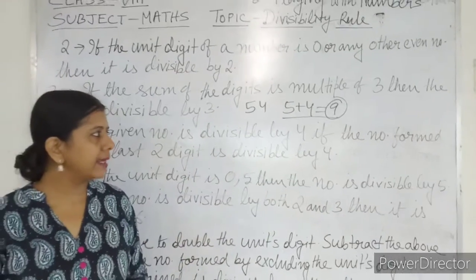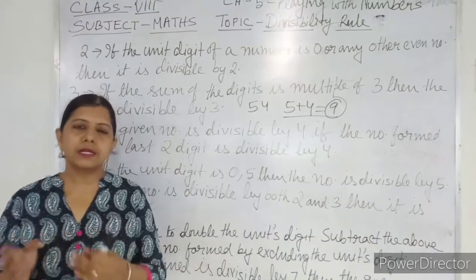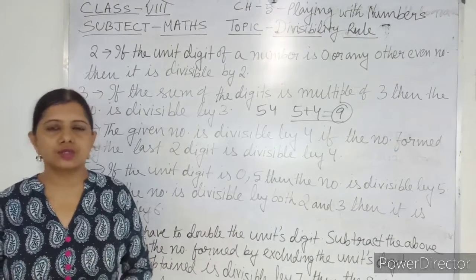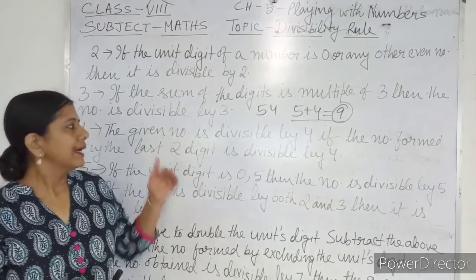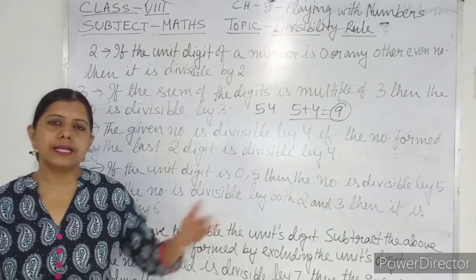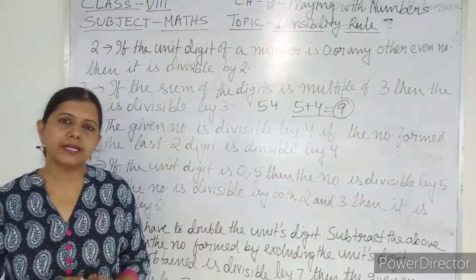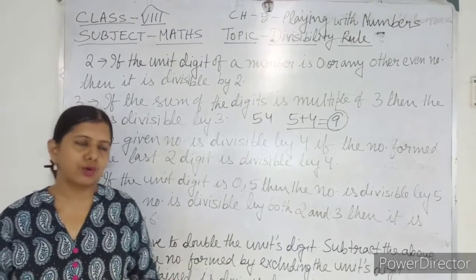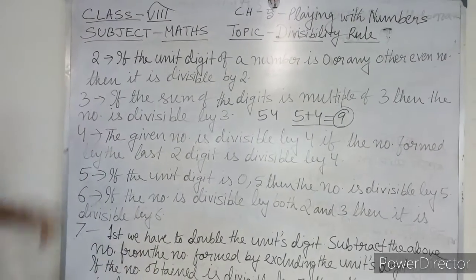Similarly, if I take 16, 1 plus 6 is 7. 7 is not a multiple of 3, so 16 is not divisible by 3. Instead of a 2-digit number, a number with any number of digits can be taken to find out, without dividing, whether it is divisible by 3 or not. Next, rule 4.